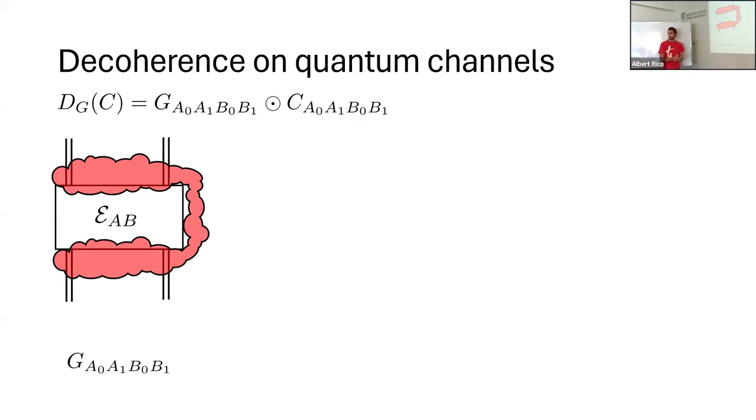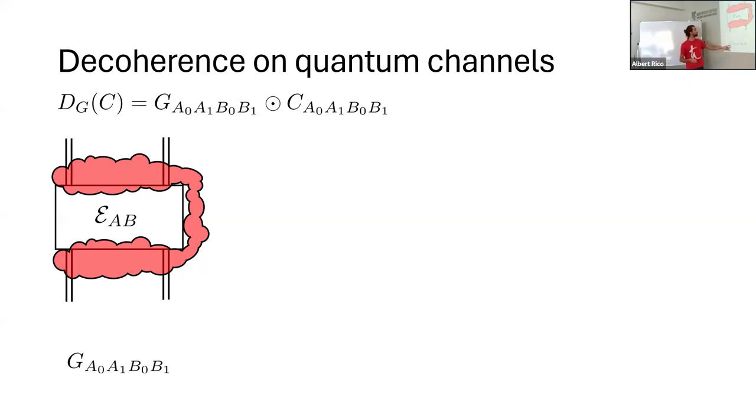I'll consider three cases of decoherence. First case is the more general one, in which you have some decoherence with memory. You have some memory. So your environment gets coupled before applying the channel. It has some memory of the coupling, and after applying the channel, this memory plays a role in the coupling. That's the most general case I consider.